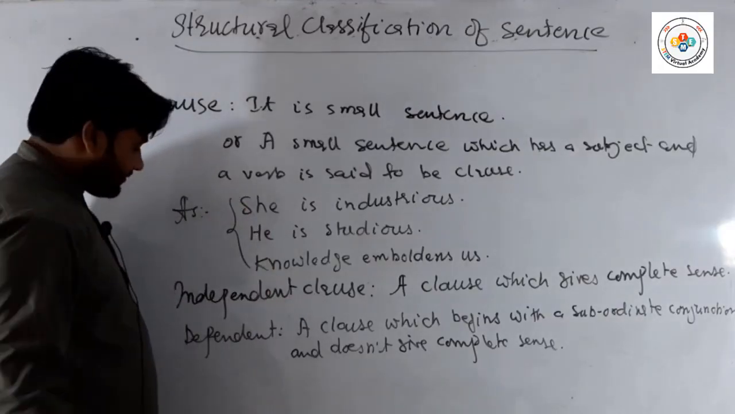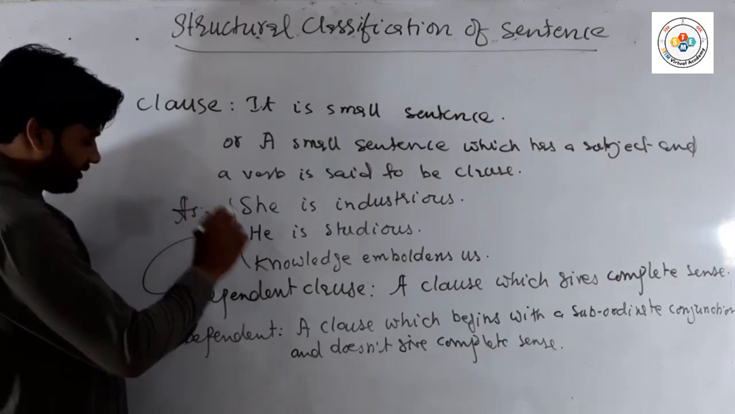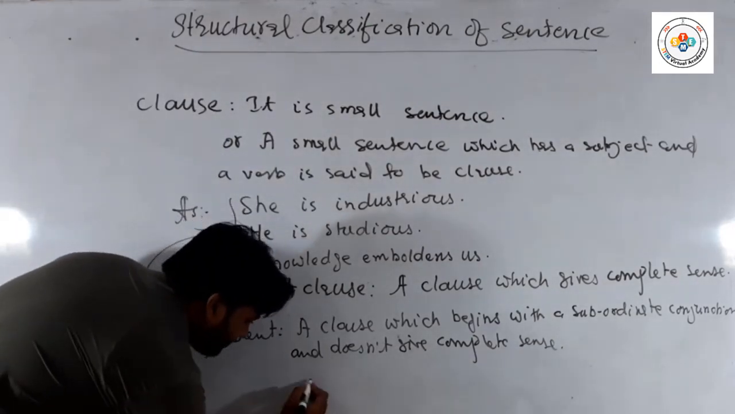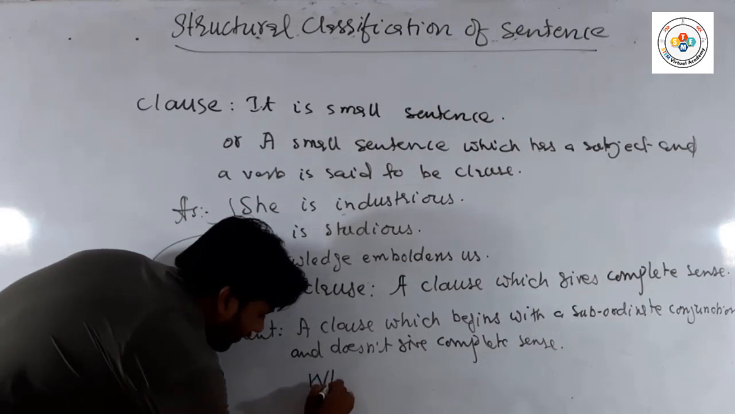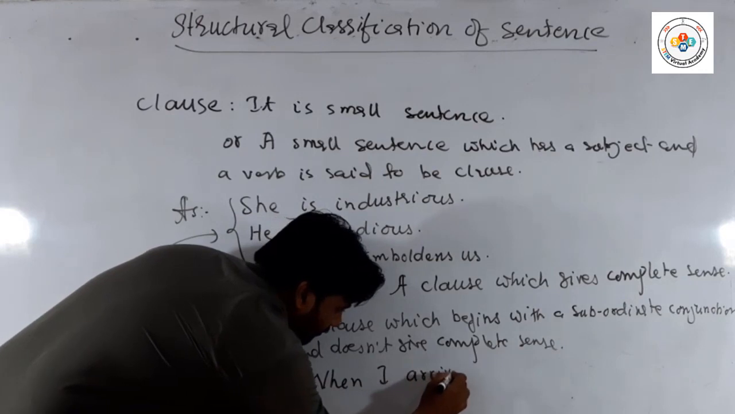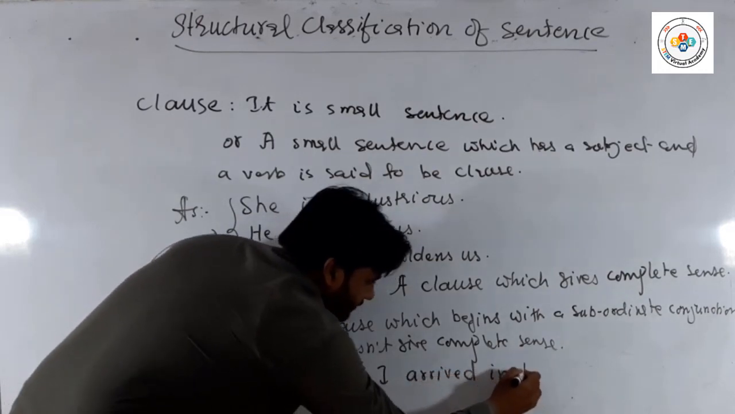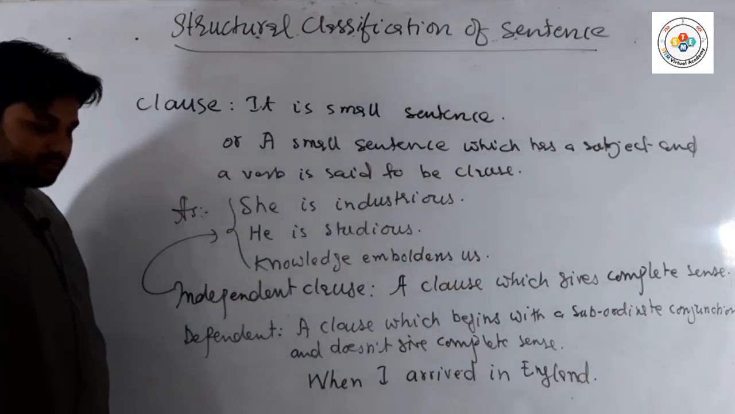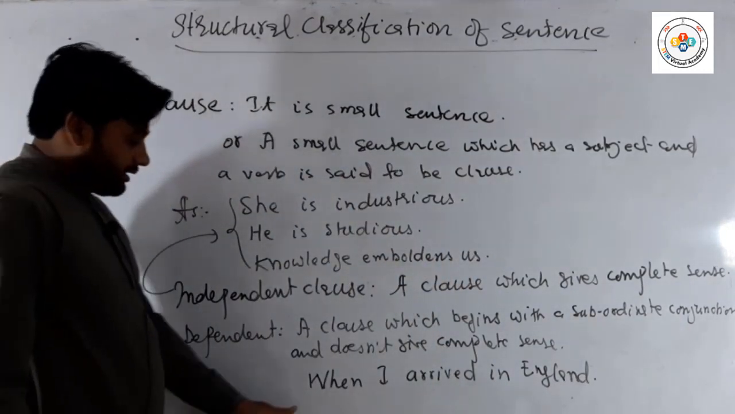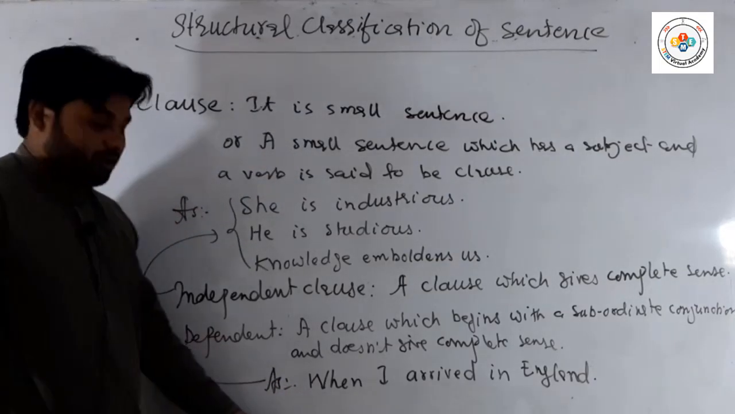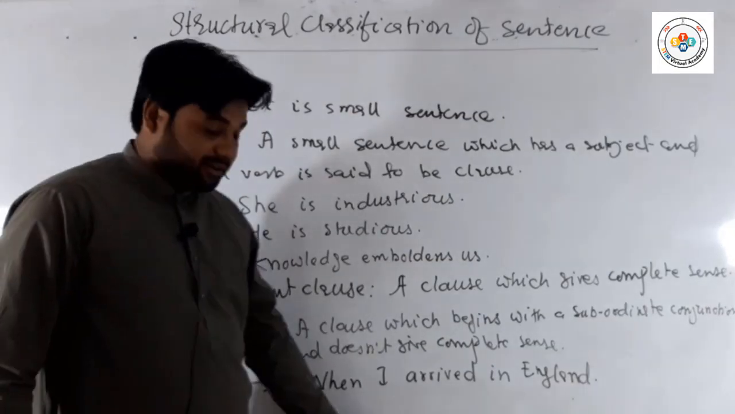Examples are written above. These all are independent clauses, and like, when I arrived in England. Okay. This is an example of a dependent clause. This is a dependent clause.